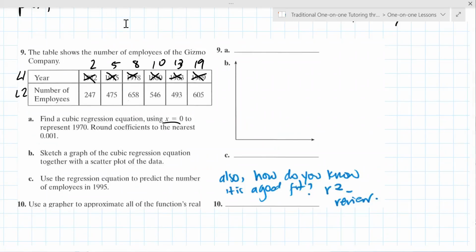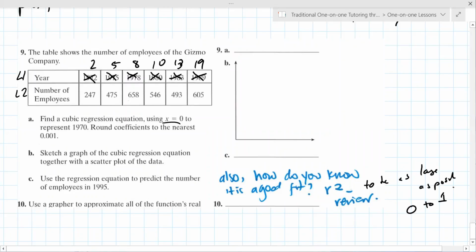How do you know if it's a good fit? You want r squared to be as large as possible, and it ranges from 0 to 1. So you want it to be as close to 1 as possible.